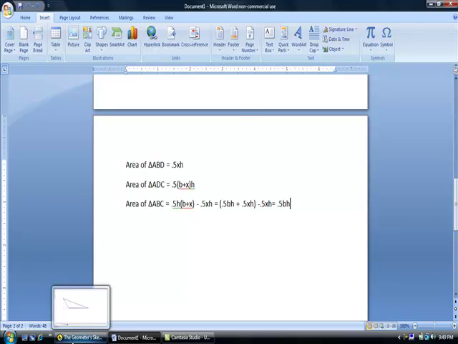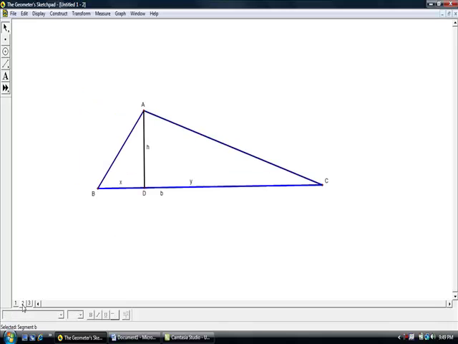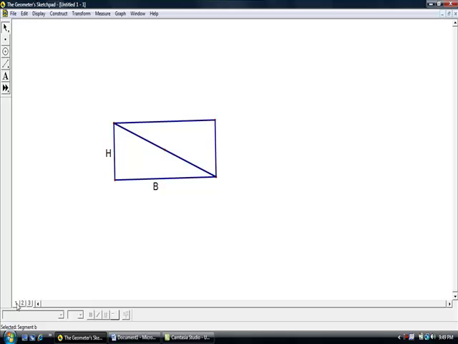So it doesn't matter if my triangle looks like this with the height on the outside, it's 1/2 base times height. The height's on the inside, still same thing, 1/2 the base times the height. Or the height can be on the figure like it is on this triangle here. It's 1/2 base times height.